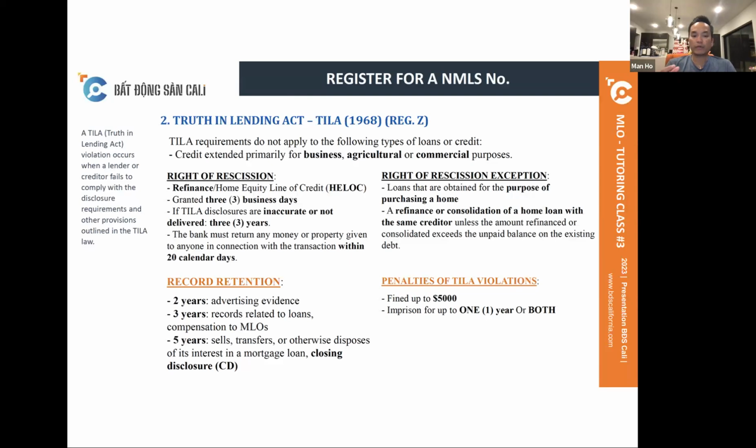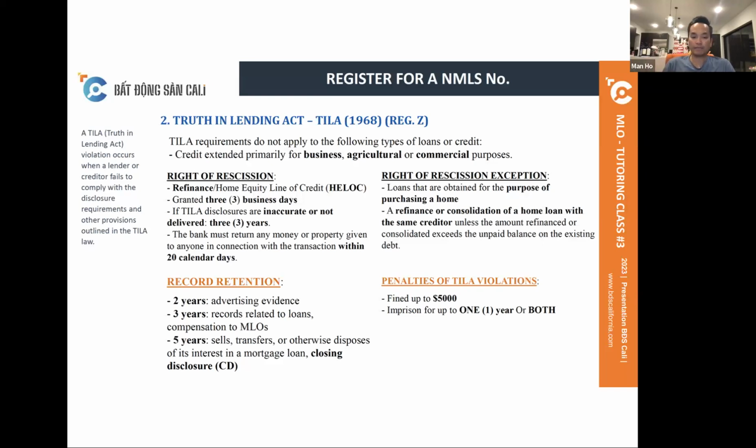3 years for records related to loan compensation to the MLO. Meaning that any document, any paperwork related to your commission, your compensation, you need to keep track of that and keep it for 3 years. Okay, remember this year and the definition of the retention. It will be in the test.